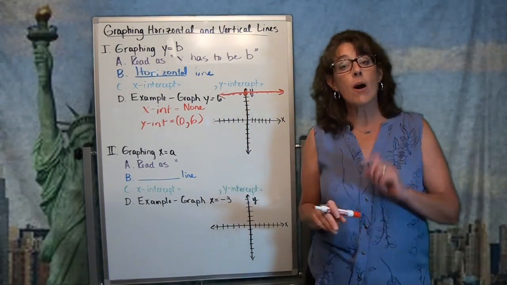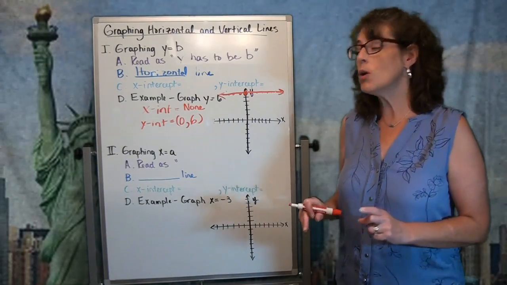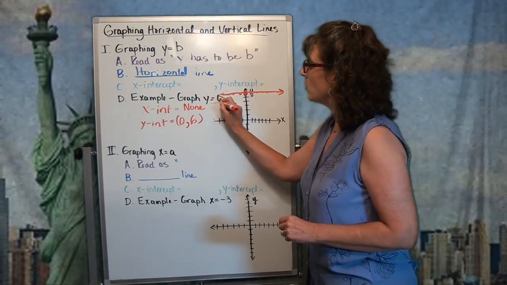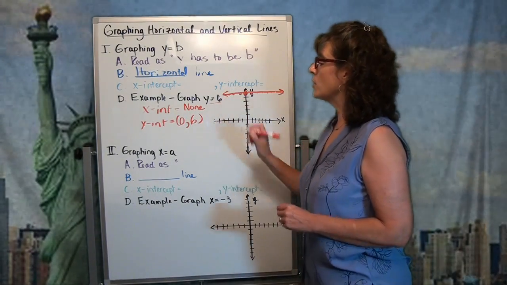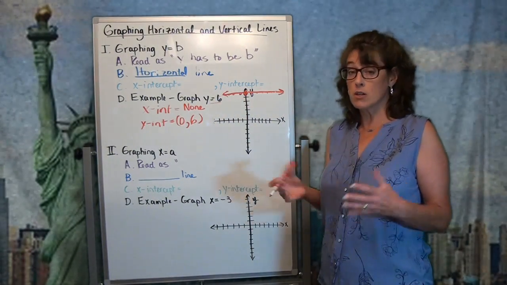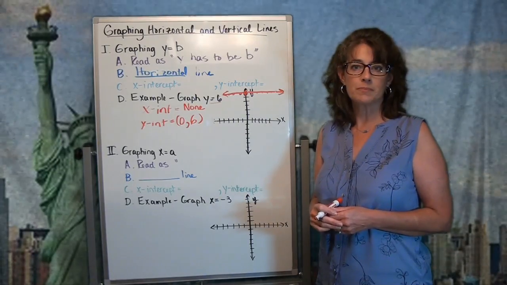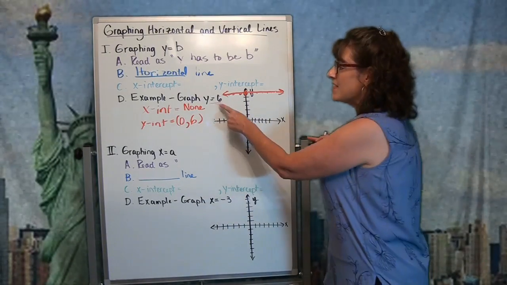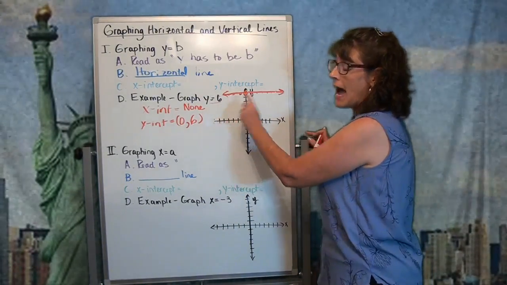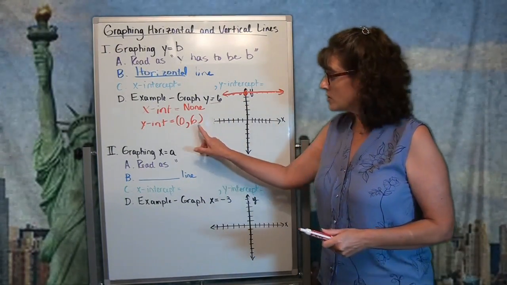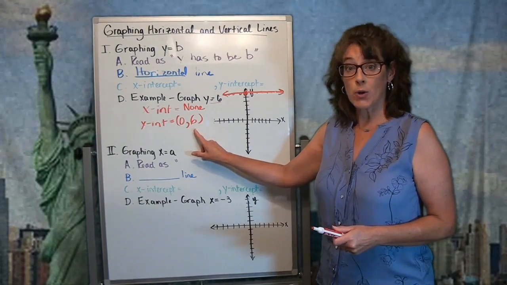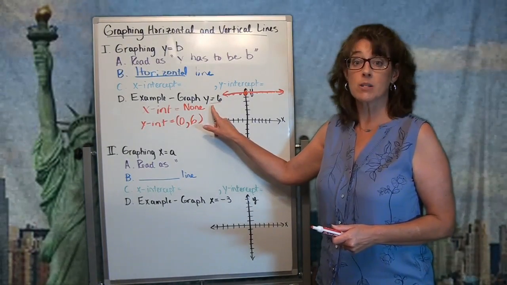Now, I want to ask you, do you notice something special about this equation right here and this x-intercept, the coordinates for that intercept? Do you notice a similarity? Do you notice anything special? Yes. This equation says y has to be 6. Y has to be 6. Notice in this point, the y-coordinate is 6 because we were told the y has to be 6.